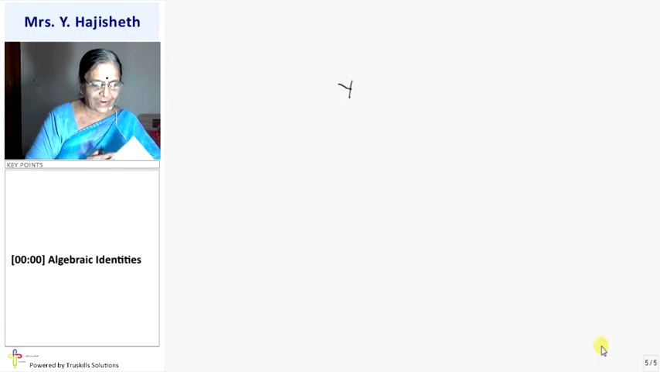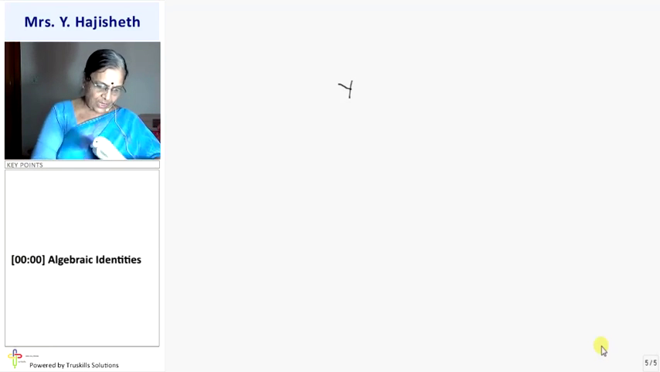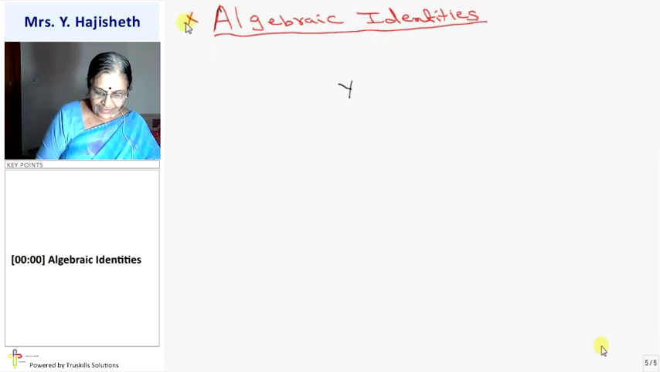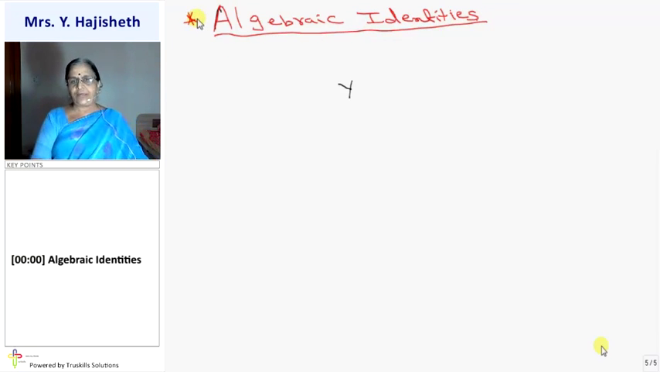Now before we start 2.5, we are supposed to learn some algebraic identities. Some we have learned in standard 8 and some we are going to learn in standard 9. Altogether you have to learn many algebraic identities.